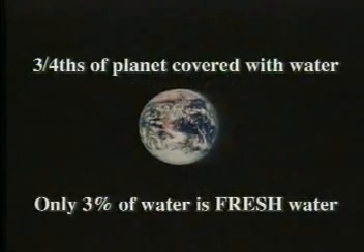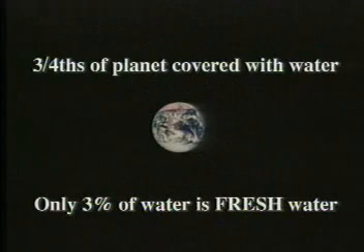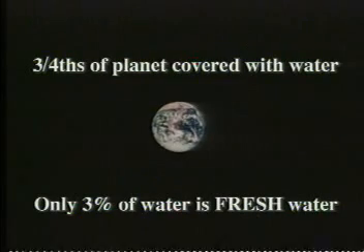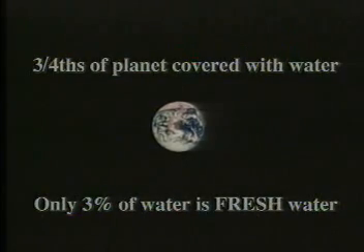The amount of water on our planet is a finite amount. Though 3/4 of the surface is covered by water, only 3% of the Earth's water is fresh water. For billions of years, the Earth's water has been recycling through a process called the water cycle. The cycle is powered by energy from the sun.